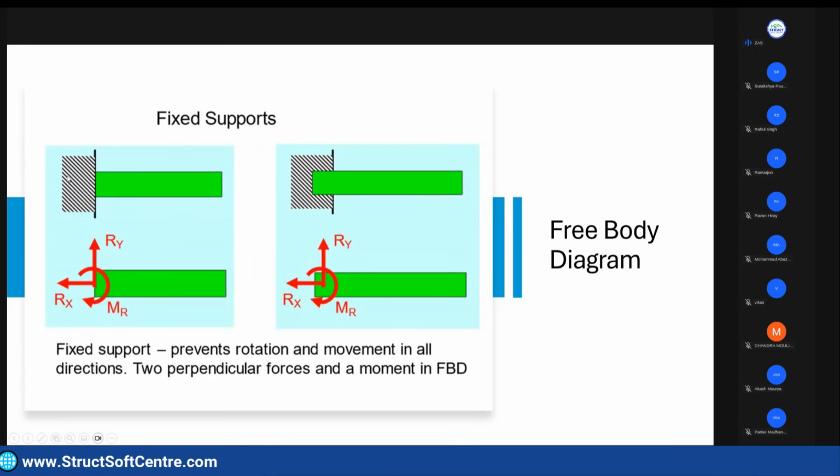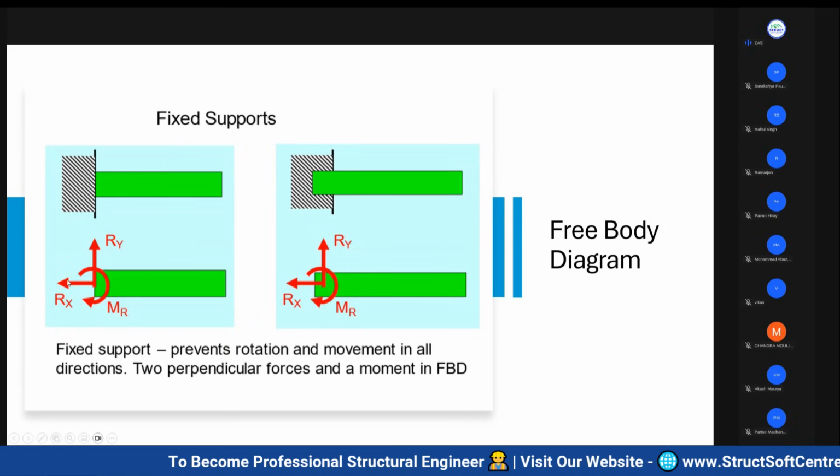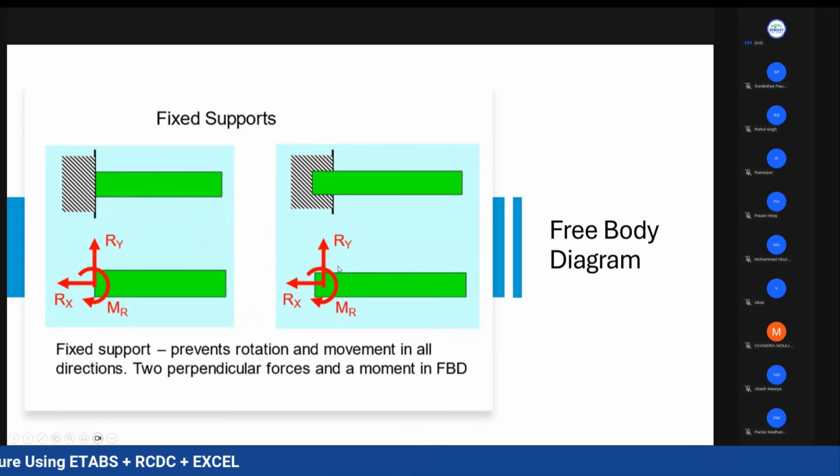Then we have this fixed support, where the rotation of the member is also not allowed, and because of that, there is a moment developed, which is Mr. So these are all two-dimensional drawings. That is why you can see you are having three reactions: Rx, Ry, and a moment.